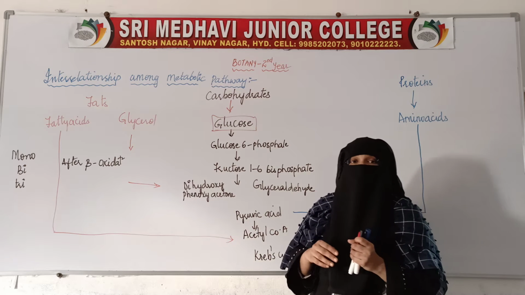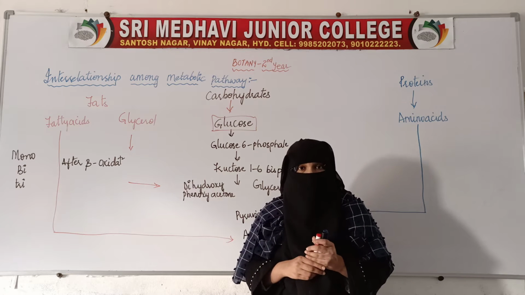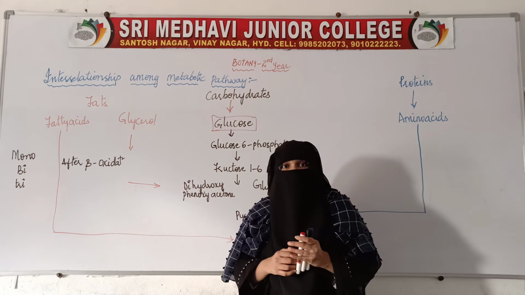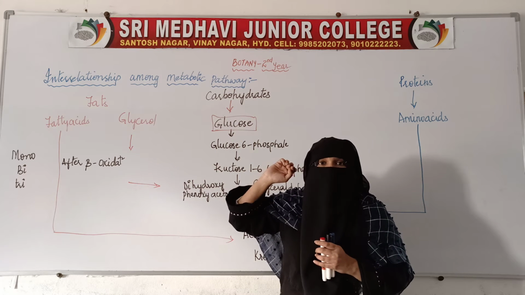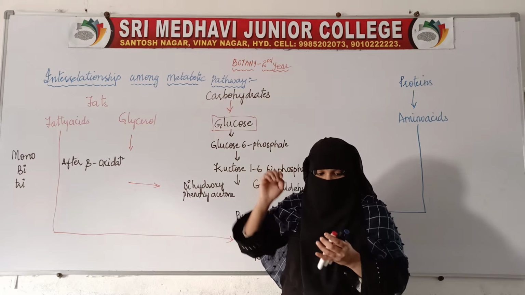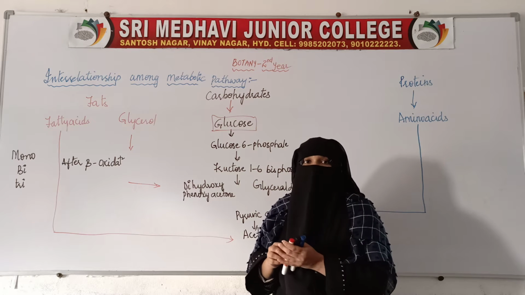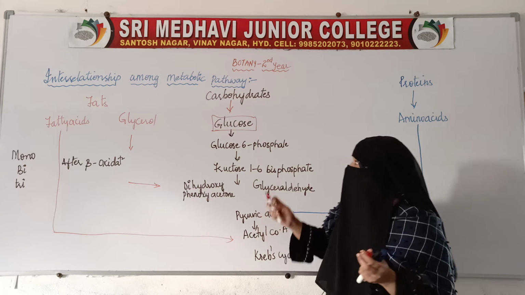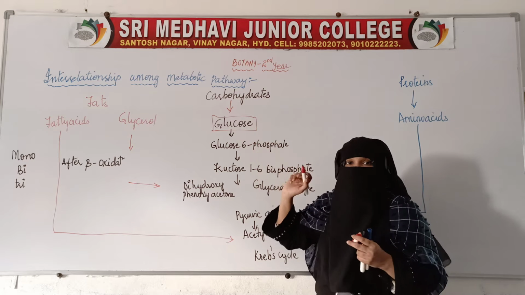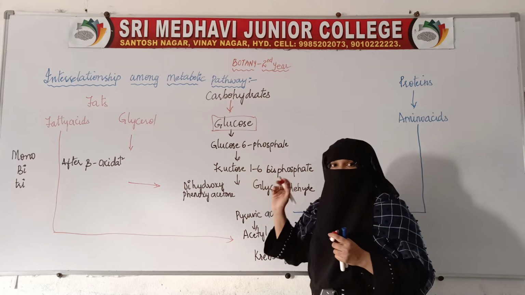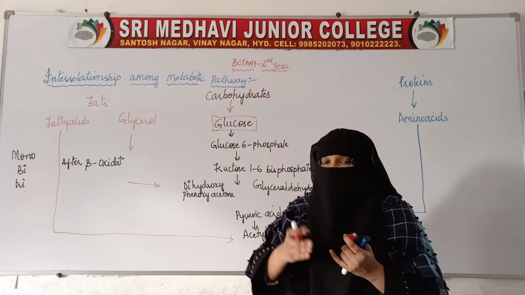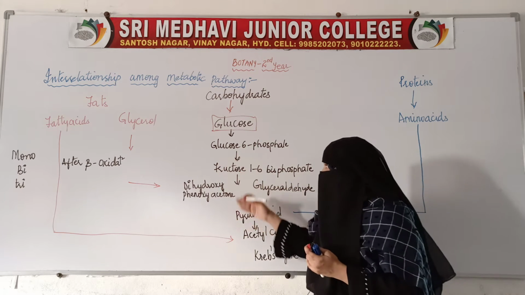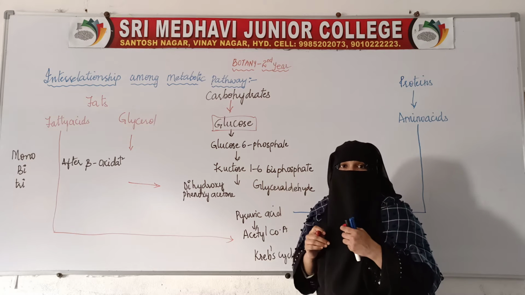Now after this digested food enters into the cell, in the cytoplasm, glucose starts the process of glycolysis. Wherein the glucose will be changed to glucose 6-phosphate. I told you that in glycolysis 10 reactions will take place. We won't be writing all the 10 reactions, but a few reactions we will write.